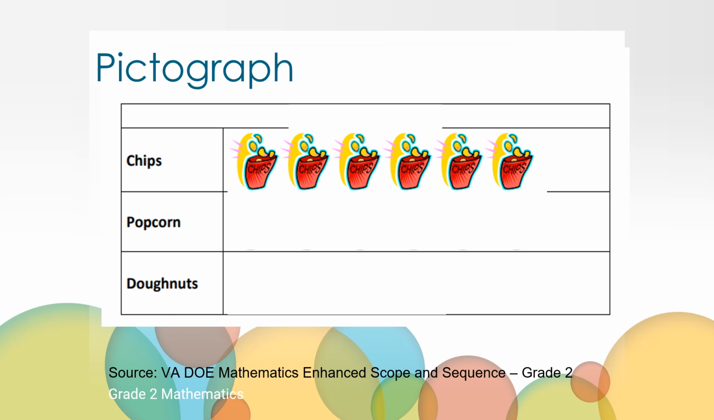Let's begin our review with this pictograph. What do you notice? What do you wonder? I notice there appear to be snacks or junk food listed in each row. Chips, popcorn, and donuts. I also notice there are 6 pictures or bags of chips shown, and there is no key telling us to count the pictures by a number different than 1. I wonder how much popcorn or how many donuts there are.